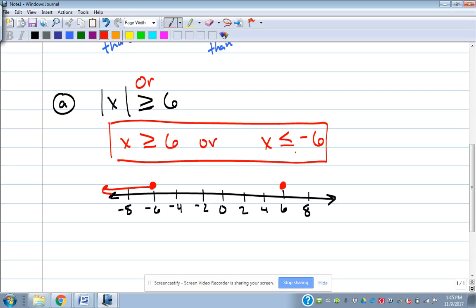Filled in, greater than, that goes to the right. All right. OR problems, remember they're going to go in opposite directions, just like they did yesterday. And nothing different about that. It's just we've got that extra step where we got to set it up as an OR problem today.